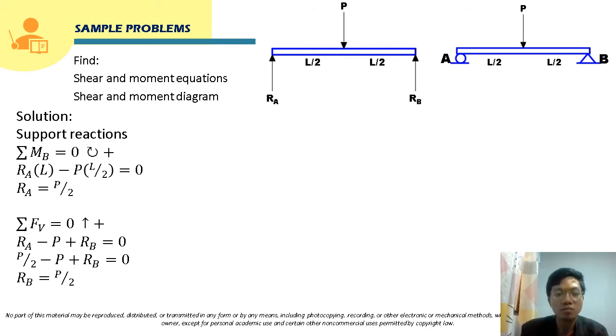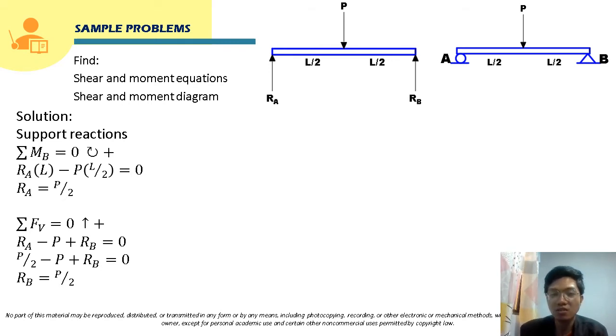So therefore, R sub B is equal to P over 2. Obviously, R sub A and R sub B, this load P will just be divided to the two supports here, since this load P is applied at the midspan. So it will just be divided equally by the supports at A and at B. That's why they are just P over 2 for both reaction forces.